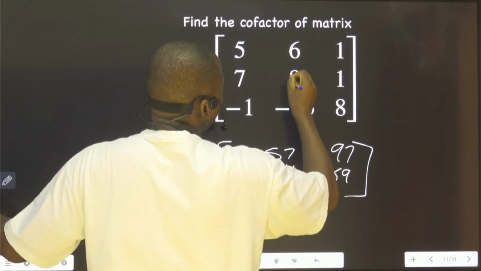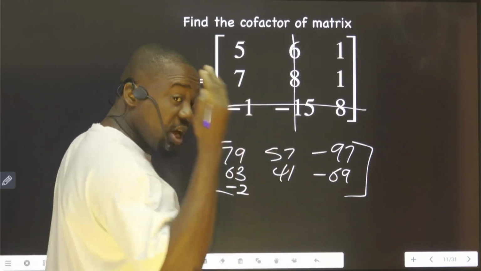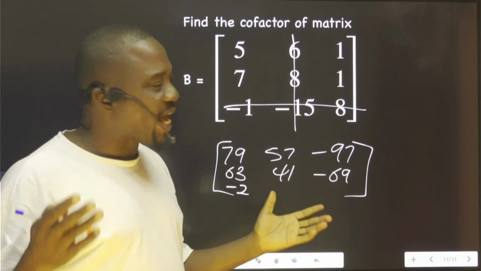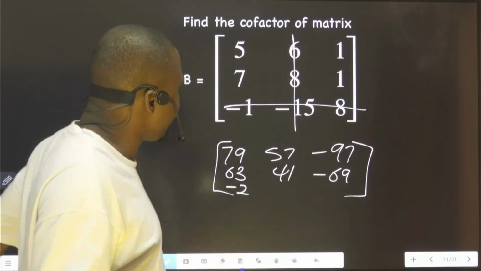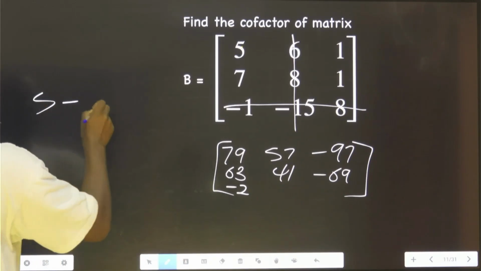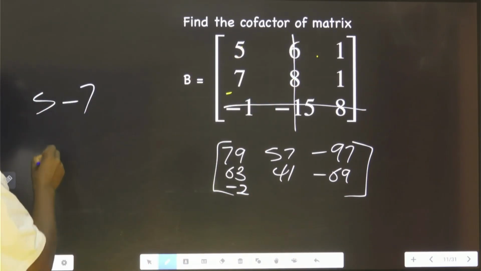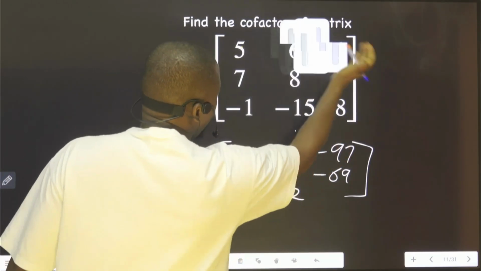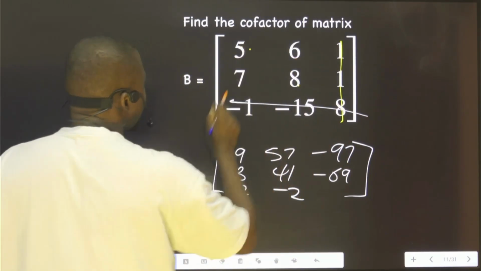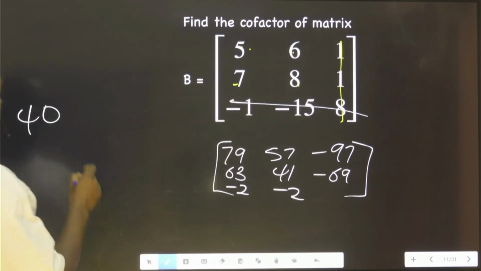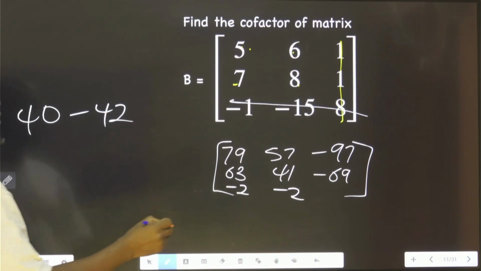We go for this 2. You can solve this without striking them out, because this might be your first time. That's why I'm doing all this, okay? So this one is this multiplied by this, that is 5, minus this, which is minus 2. So this 2 is minus 2. We go for the last one. This and this will produce 40. This will produce 42. That is minus 2.